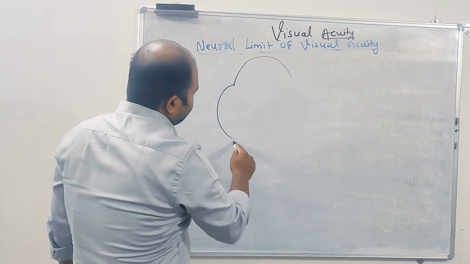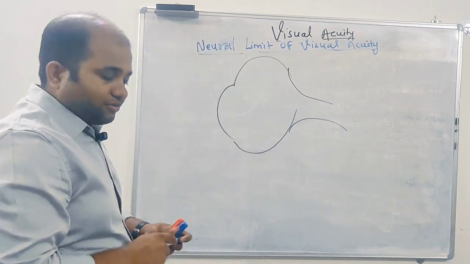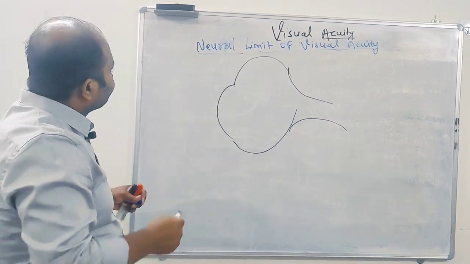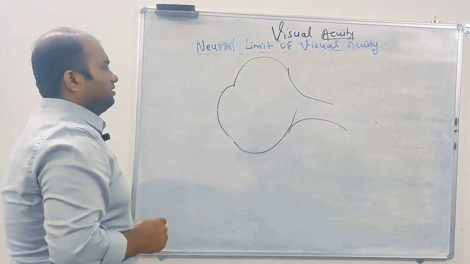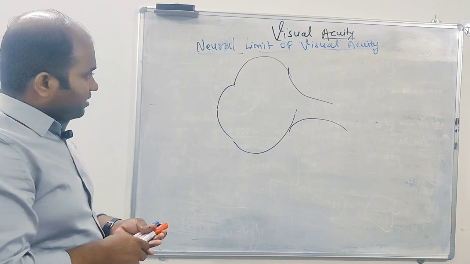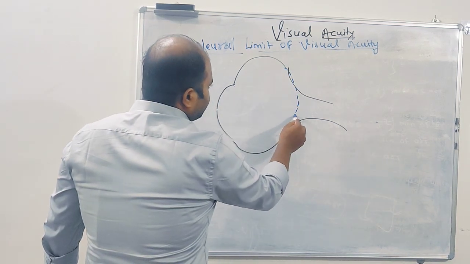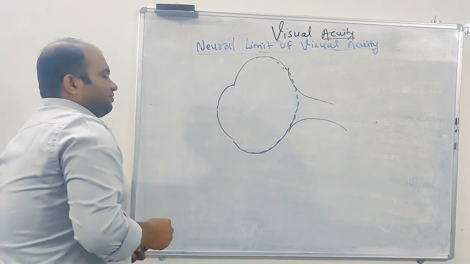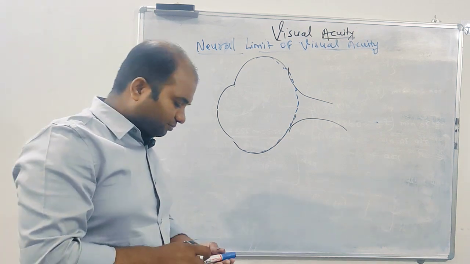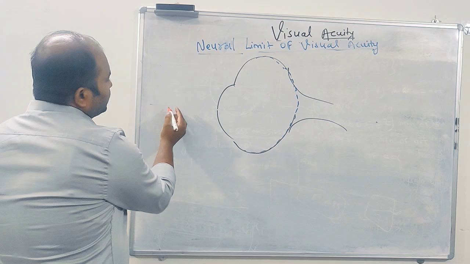So this is the eye. Okay, this is the optic axis of the eye, and as you are seeing, this is the retinal plane. In this we are going to place an object.